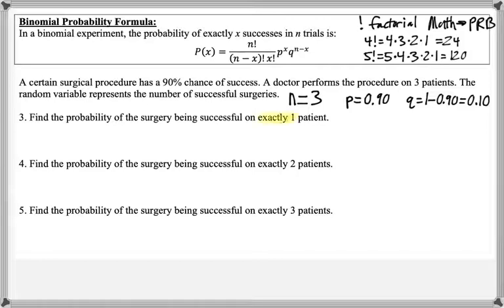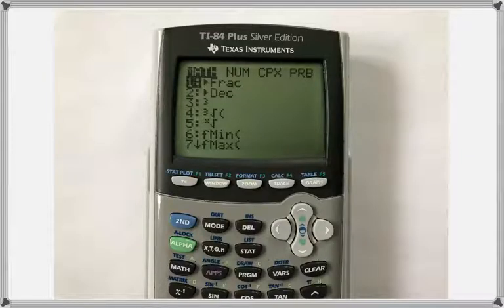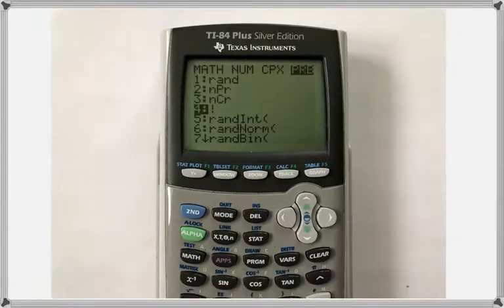So because it says exactly 1, this means that x is equal to 1. And if we plug in all of that information into the formula, this is what we get. So I want to type that formula in on the calculator, and I want to show where the factorial button is. So if you press Math and then go over to PRB, the factorial key is the 4th one.